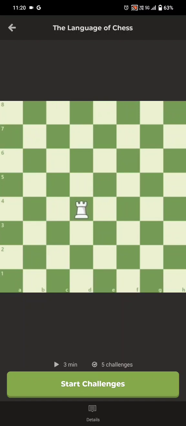The rook is a capital R, the queen, a capital Q, the bishop, a capital B. The knight, however, is a little bit different. Since the capital K is already used for the king, we use a capital N for the knight. For example, N E6.